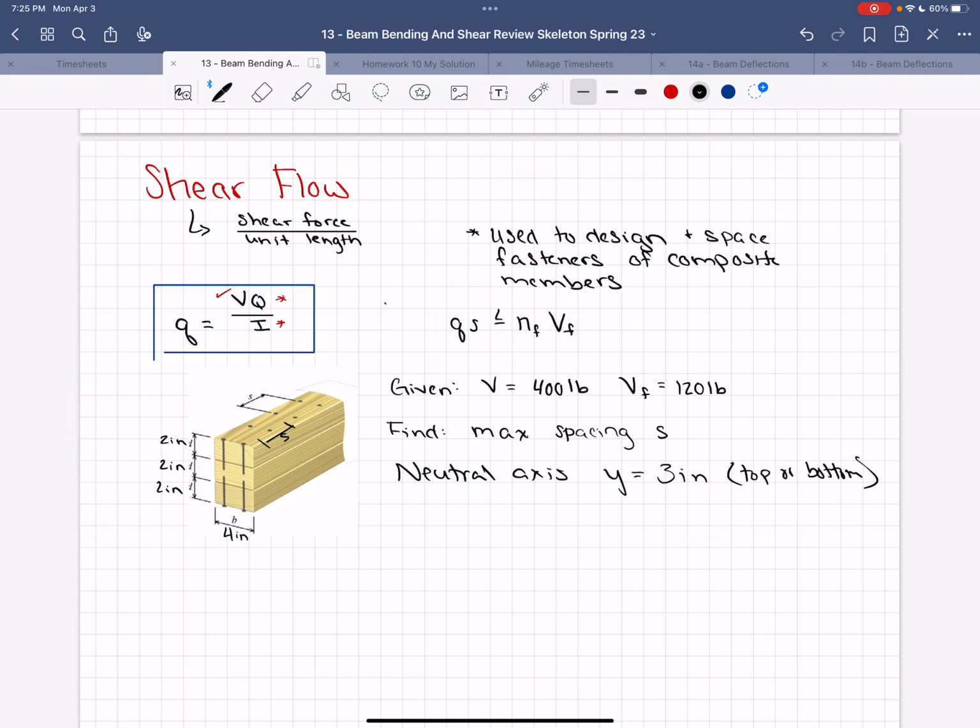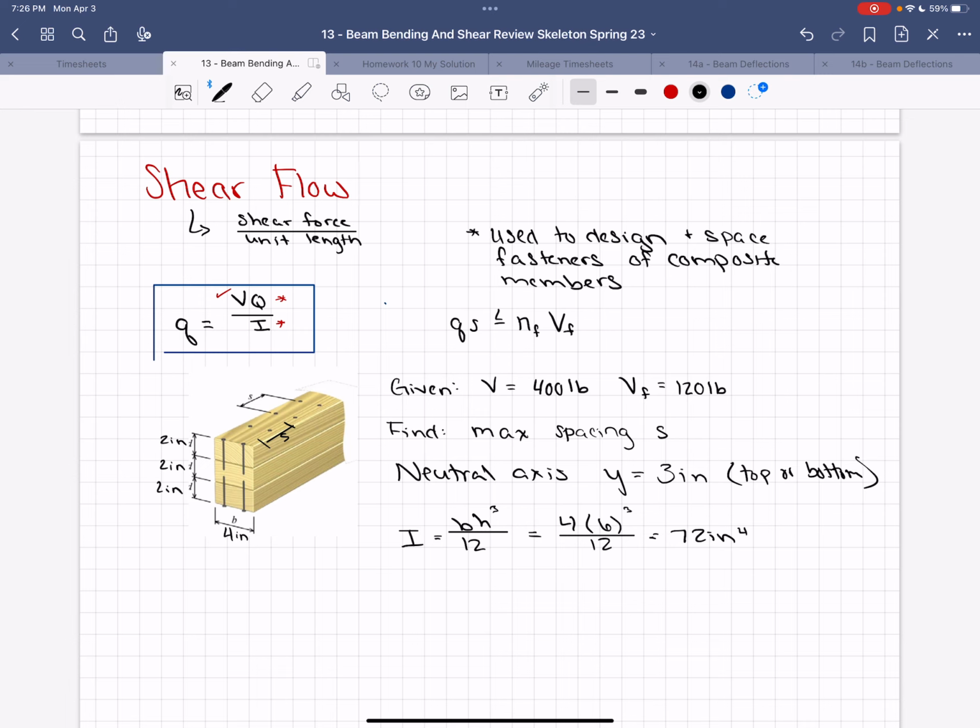Then it's easy to calculate the moment of inertia. I equals bh cubed over 12, and that equals, our base is 4, our height is 6, all over 12, and we get 72 inches to the 4th.